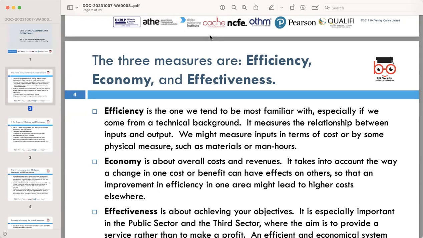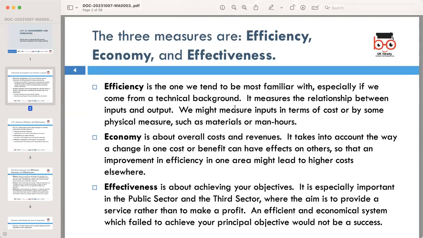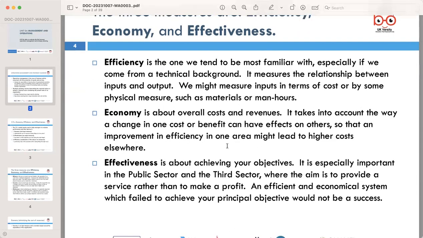So effectiveness is about achieving your objective. It is especially important in the public sector and the third sector, where the aim is to provide a service rather than to make a profit. An efficient and economic system which fails to achieve its principal objective would not be a success.